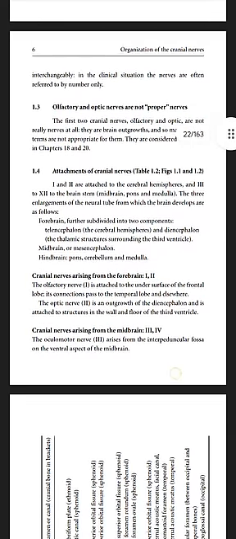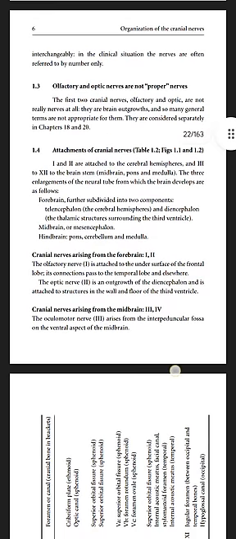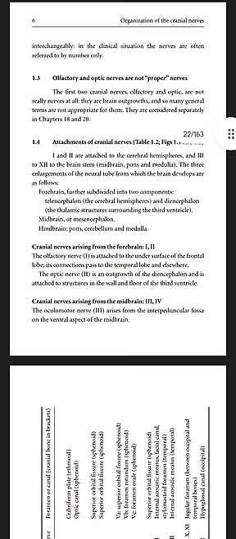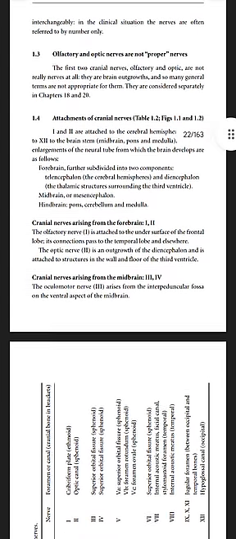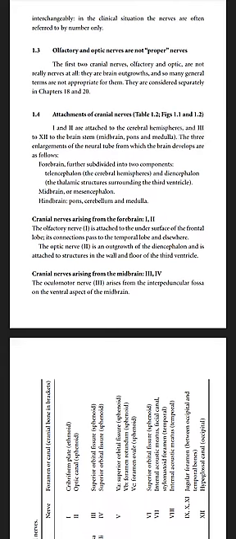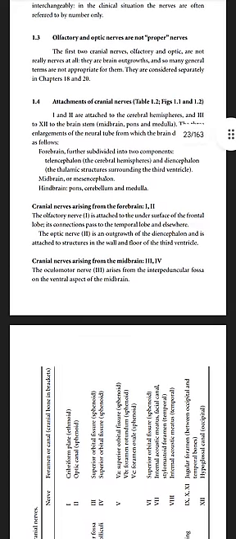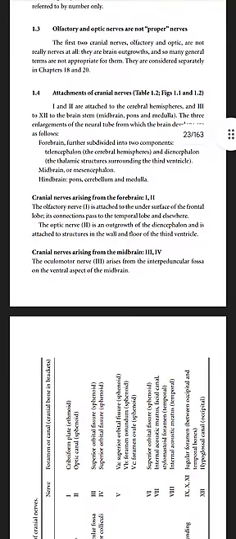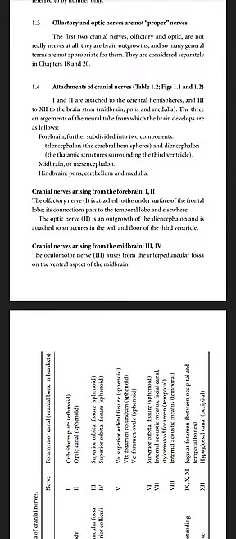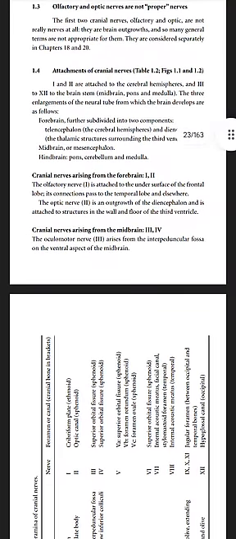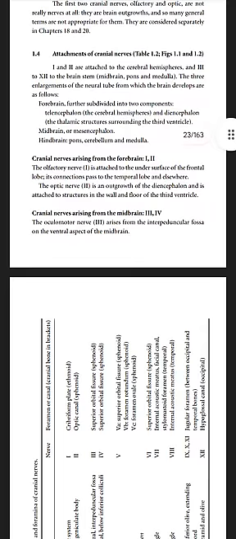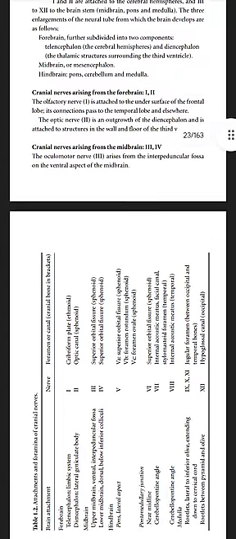The olfactory nerve is attached to the undersurface of the frontal lobe. Its connections pass to the temporal lobes and elsewhere. The optic nerve is an outgrowth of the diencephalon and is attached to the surface in the walls and the floor of the third ventricle. Cranial nerves arising from the midbrain. The oculomotor nerve arises from the interpeduncular fossa on the ventral surface of the midbrain.